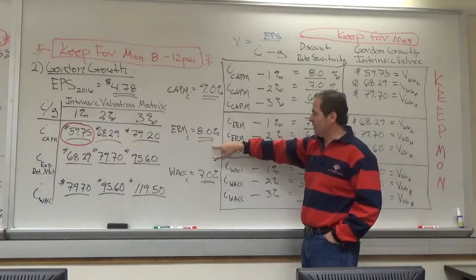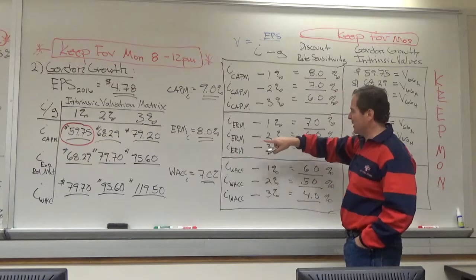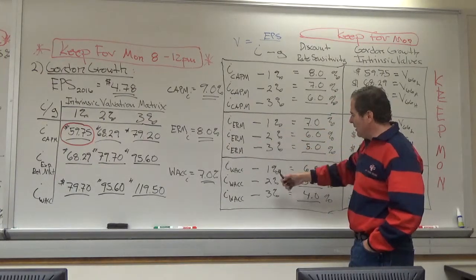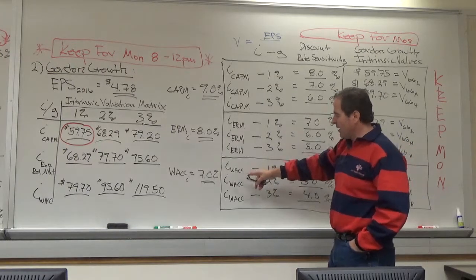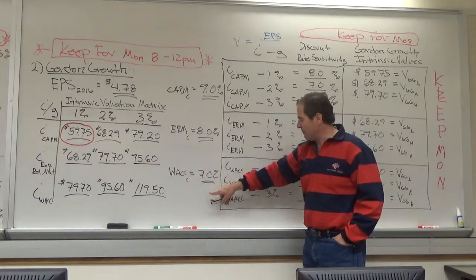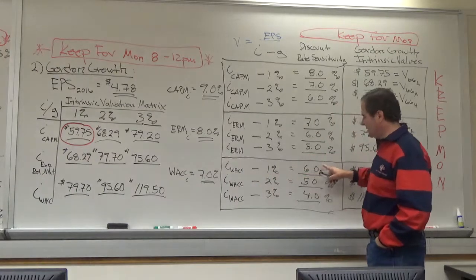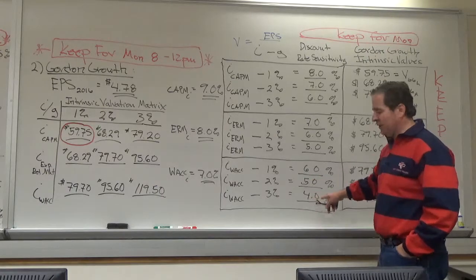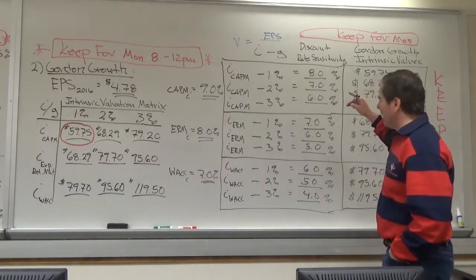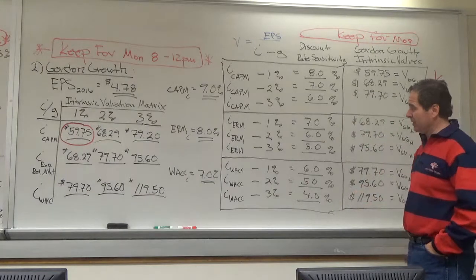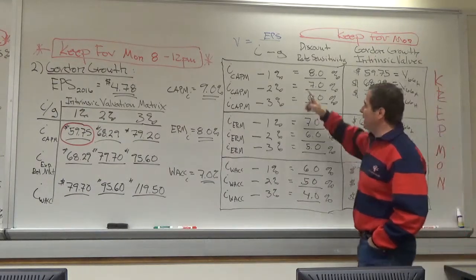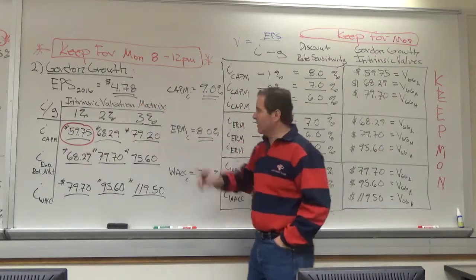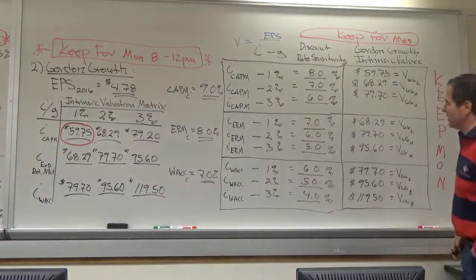We have the expected return on the market, which is 8%. 8% minus 1% is 7, minus 2 is 6, minus 3 is 5. And then lastly, using the weighted average cost of capital of 7% minus the 1%, you get 6, minus 2, 5, minus 3, 4%. So now basically we have the denominators to be able to divide up into the earnings per share of $4.76 for 2016, and we can get the valuations.